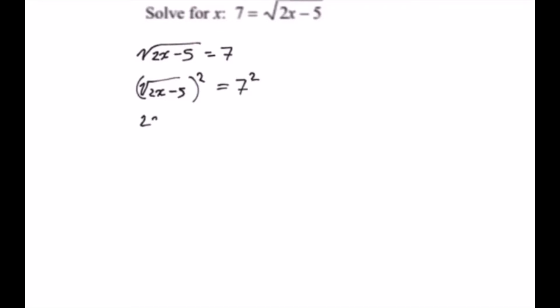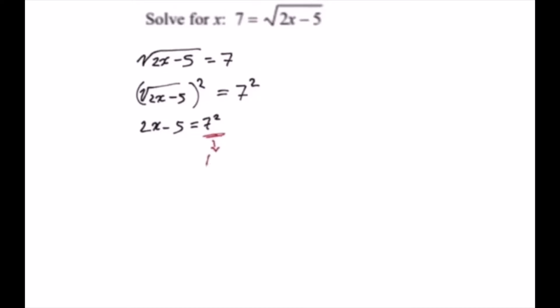And then we will calculate the power and open the brackets first and remove the square root. We're going to calculate 7 to the power of 2, which will give you 49. So it will be 2x minus 5 equals 49.